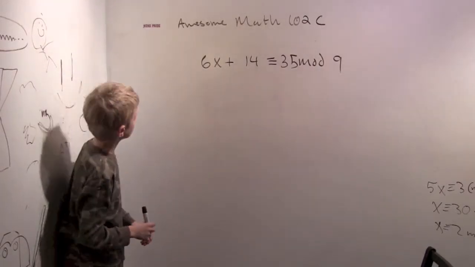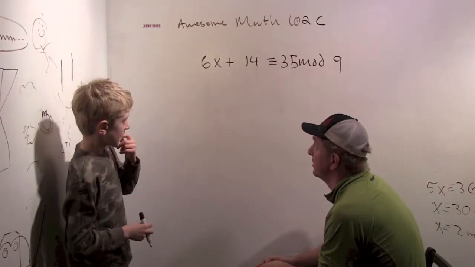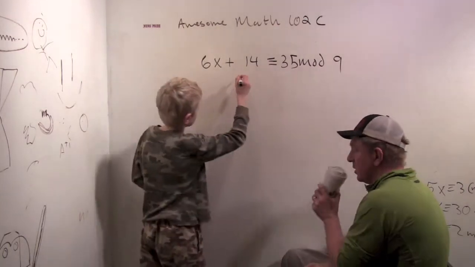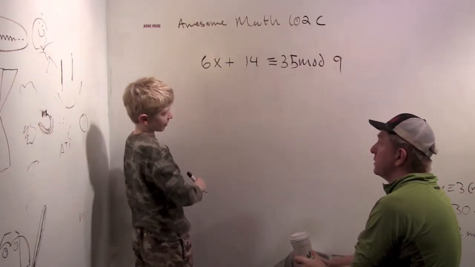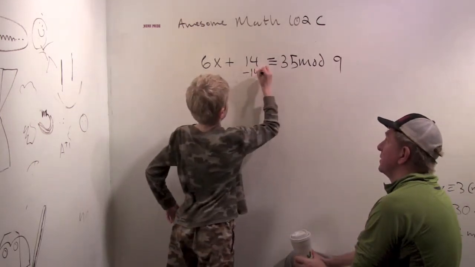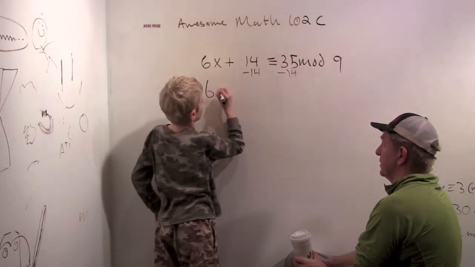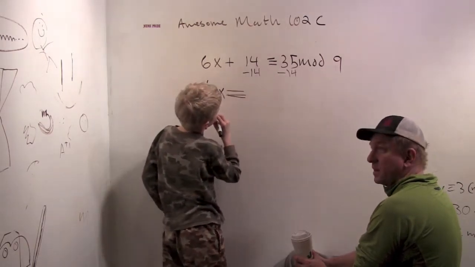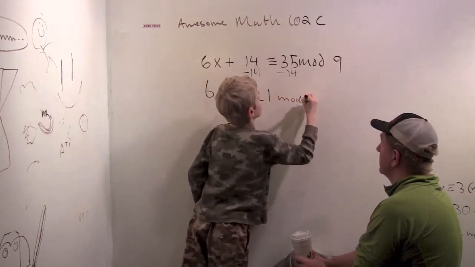Okay, last one. 6x plus 14 is congruent to 35 mod 9. What are we going to do here? Well, again, we can take the 14 out. I'm not sure what we took out last time. I think it was a 14. So subtract 14 from both sides. 6x is congruent to 21 mod 9.